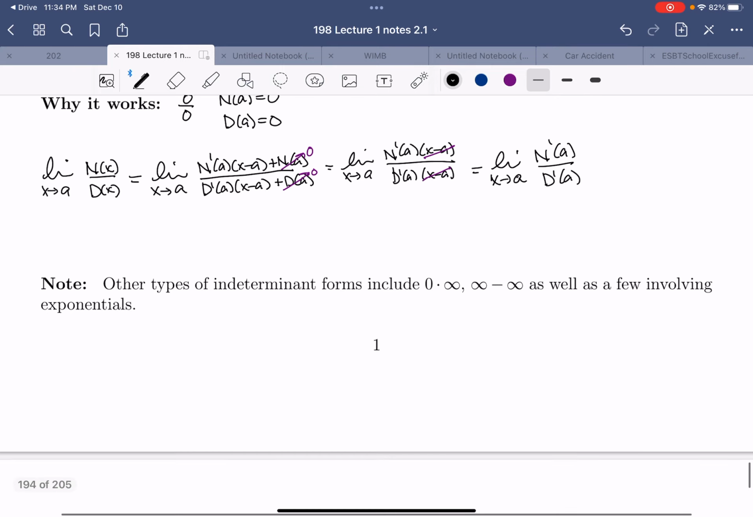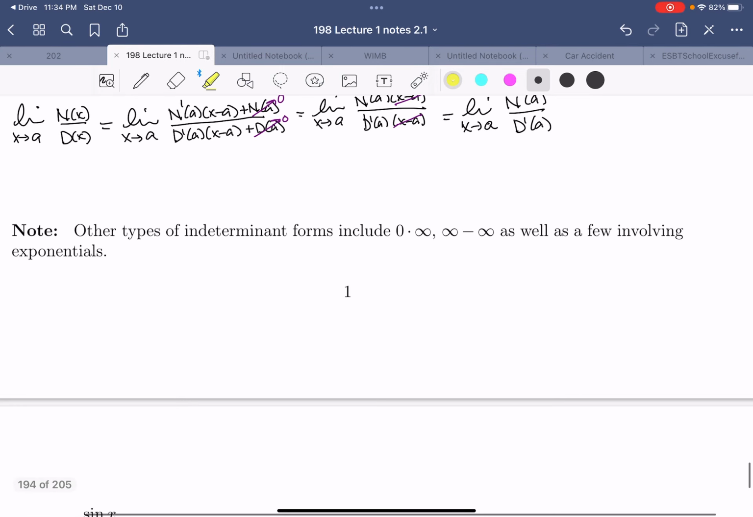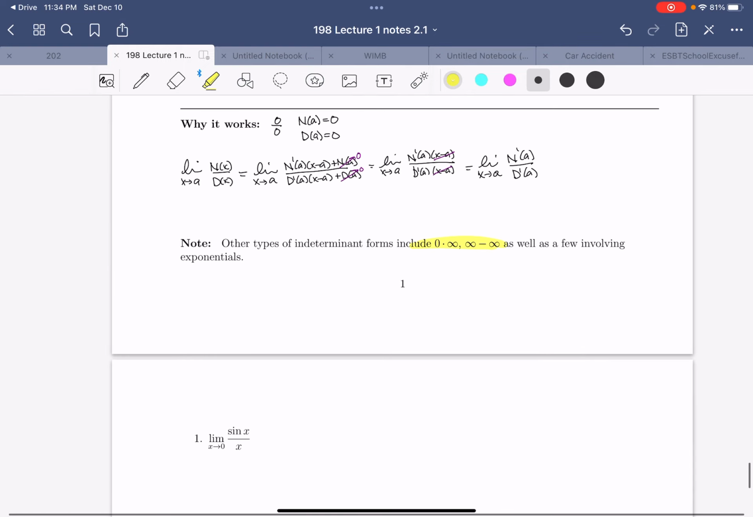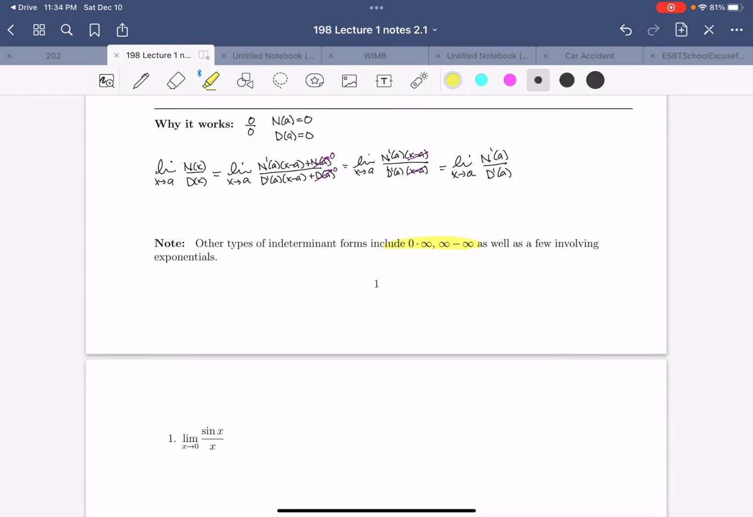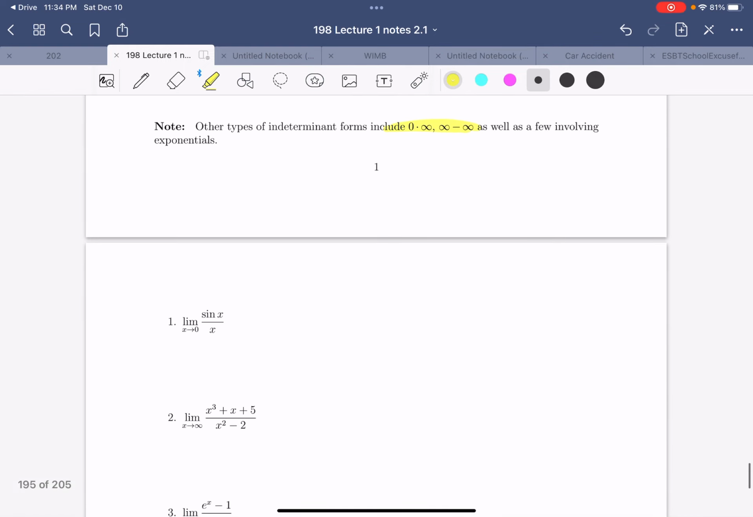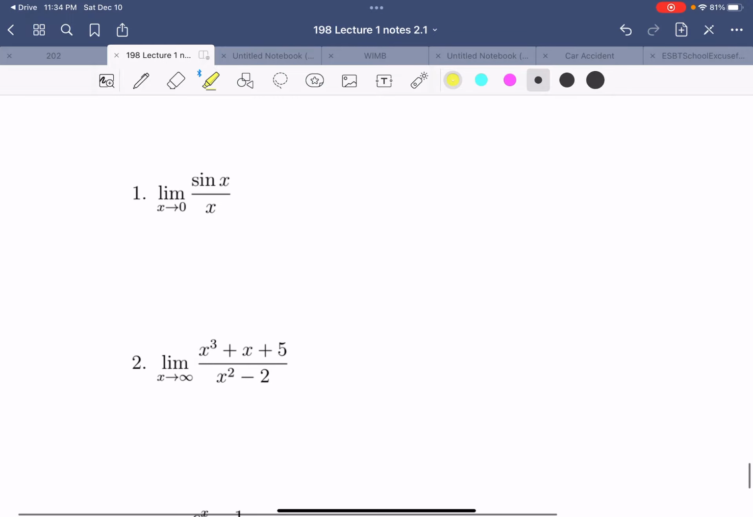Okay, so you can see that it makes sense when you look at the linear approximations. Now, keep in mind there are two other types of indeterminate forms that we could come across: something that's 0 times infinity or something that's infinity minus infinity. There are also some indeterminate forms that involve exponents, but we're not going to get there. The key thing with those two types is that you're going to have to turn it into a fraction to be able to use L'Hopital's rule. So let's see how this plays out.